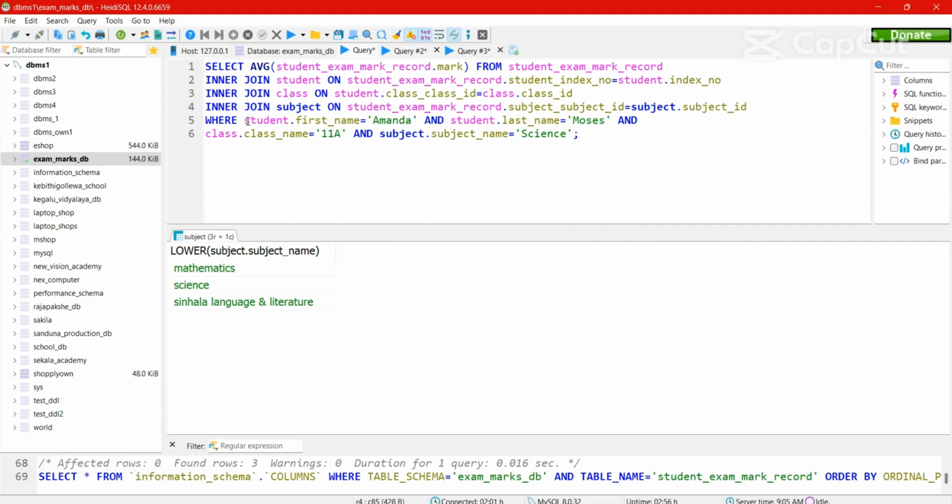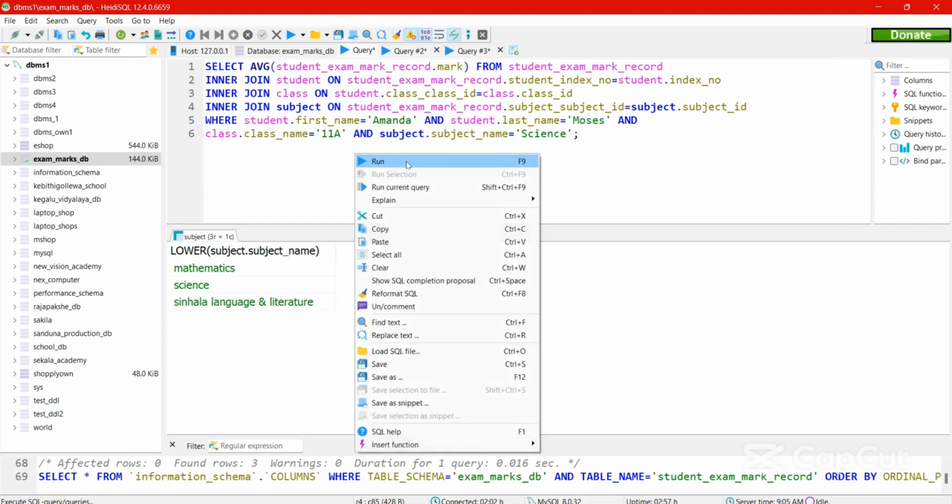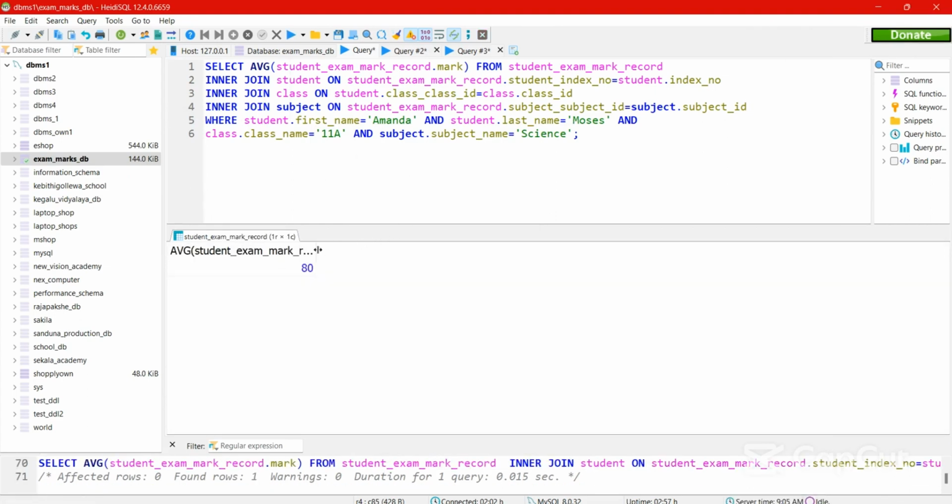After that, when you come to this section, we have given four conditions telling that the student's first name should be Amanda, and the last name should be Moses. And the class name should be 11A, and the subject name should be science. So this is the query for the final and the sixth question. Let's execute this. So you can see here the average mark of Amanda Moses in the science subject is 80. So she has got 80 as the average mark. So this is the answer for the sixth question.